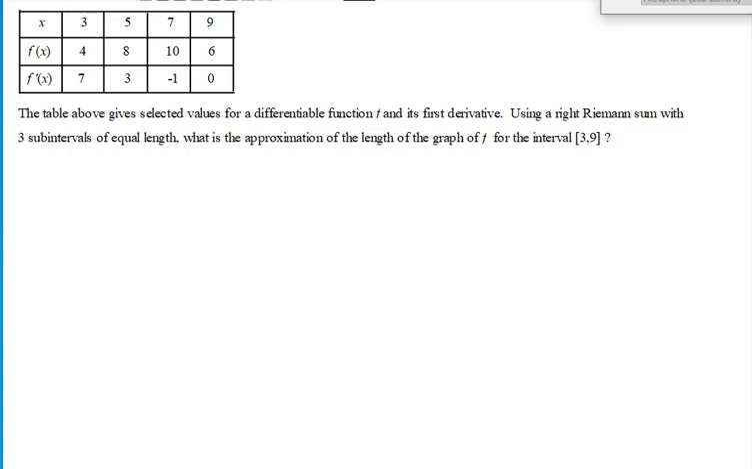GP Calculus on the topic of arc length continued. So on this problem, it gives you a table that has the x coordinates, f of x, and the first derivative, f prime of x. And you can see it tells you selected values for a differentiable function. And remember, it's differentiable. That also means it's continuous.